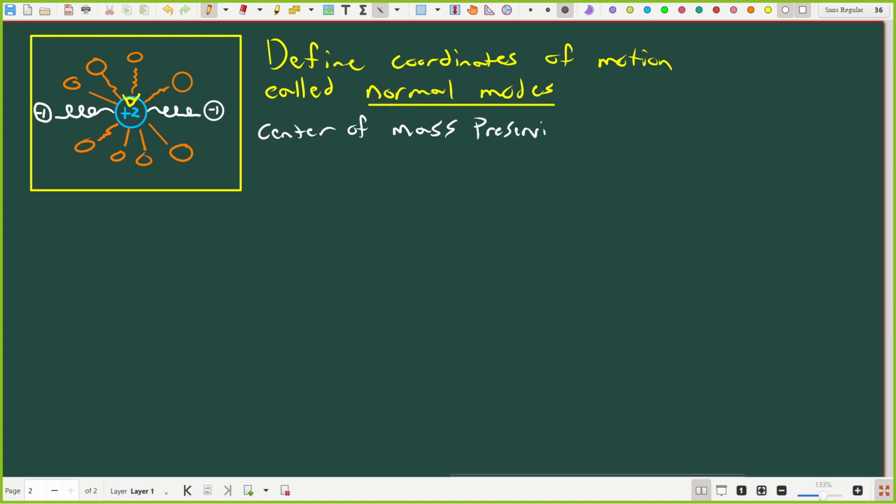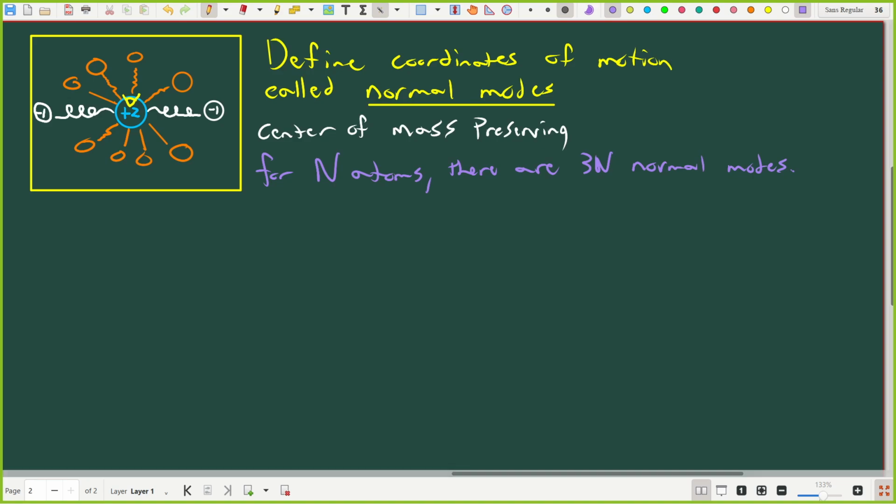So what we're thinking about are all the possible motions of all the atoms bouncing around this +2. And there's a really easy formula for it. For n atoms, there are 3n normal modes. I'm just going to draw a couple of them. I'll show you what it means.